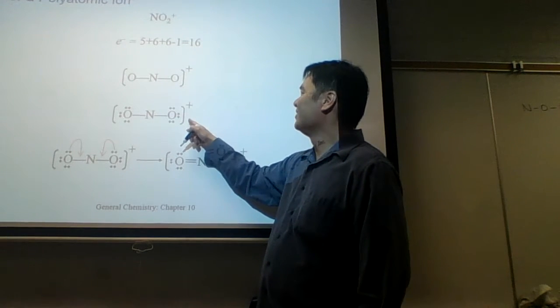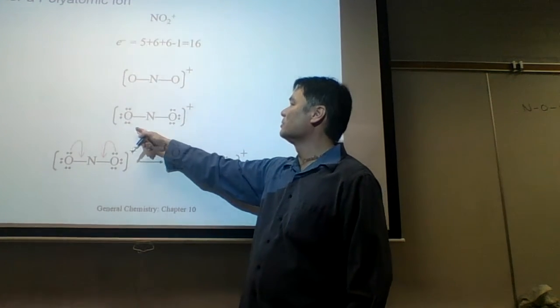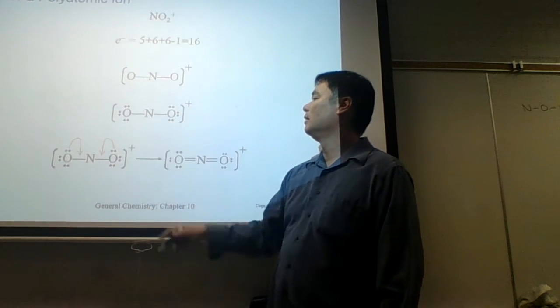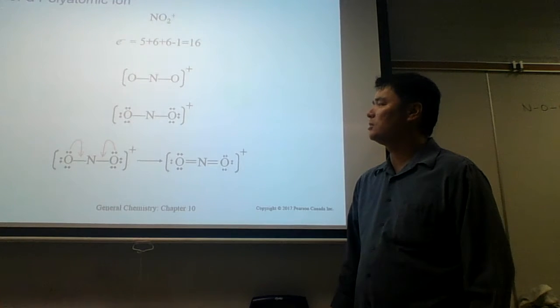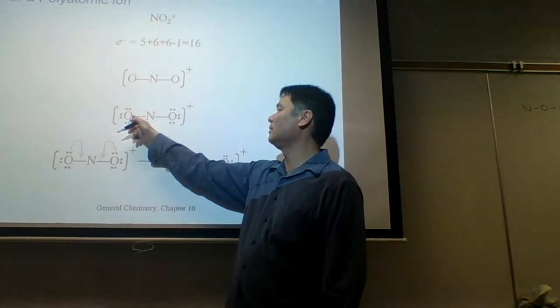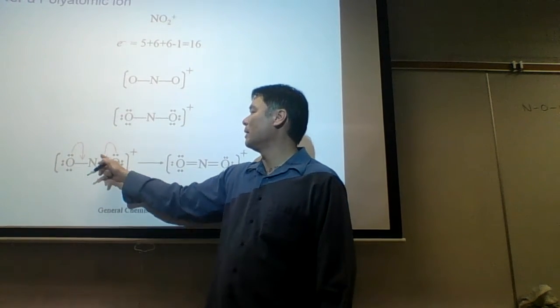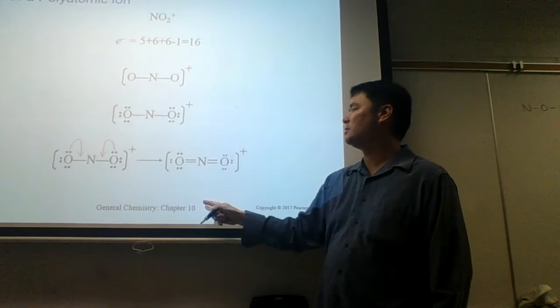Okay, then as we continue down here, we complete the octets to the terminal atoms first. So we fill up the octets here. Well, that takes care of all 16. We have all 16 taken, then that leaves no electrons left over. However, nitrogen does not have an octet. To complete nitrogen's octet, we'll take a lone pair here and share it, a lone pair here and share it, so we'll get 2 double bonds.